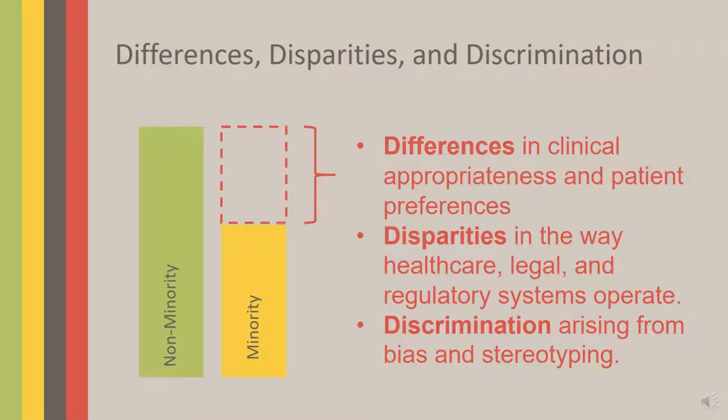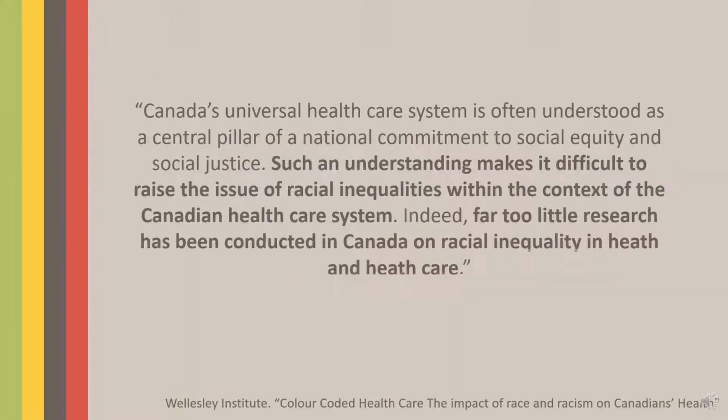Thus, we must distinguish between these sorts of differences that are simply based on clinical appropriateness of preferences and those which are based on disparities or outright discrimination. Of course, in Canada, we are often tempted to ignore the role race plays, assuming that the universal healthcare system is equally accessible to all. As such, you'll find that much of the data on racial disparities comes from the United States. This is particularly true when it comes to data on youth and young adults. Yet, evidence of racial inequalities generally in Canada is substantial.